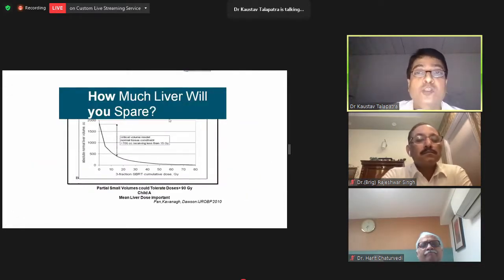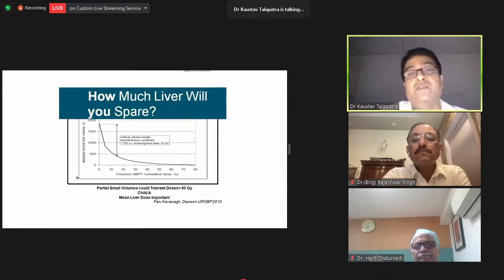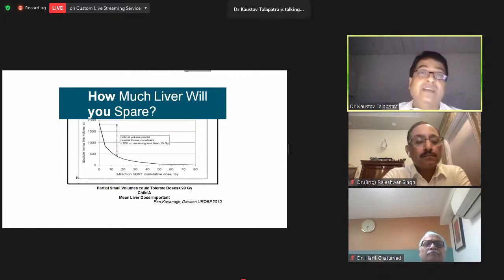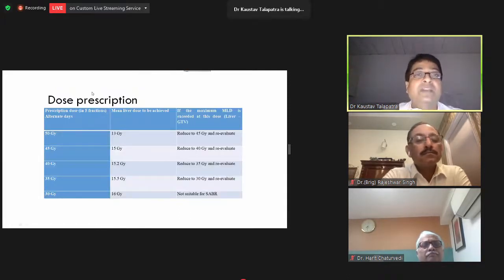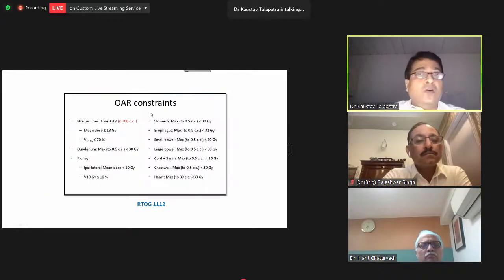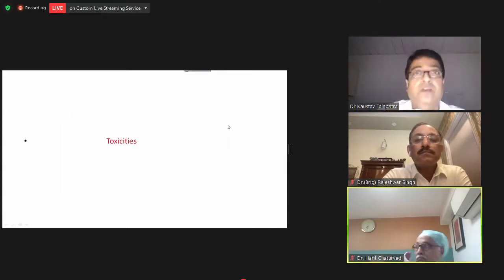How much liver will you spare? If you ask a student, they will say 700 cc of normal liver should receive less than 15 gray. Yes, that is a very ballpark statement that we talk about. But this is the strategy we follow. If you're planning for 50 gray, you have to keep your mean liver dose to 13 gray. If you're not achieving that, try to achieve 15 gray, and if not, reduce the total dose to 40 gray, and henceforth and beyond, below 30 gray. And if you cannot achieve your liver doses, please do not enroll those patients for SBRT. The standard constraints for OAR, this is what the dose all these structures should receive.